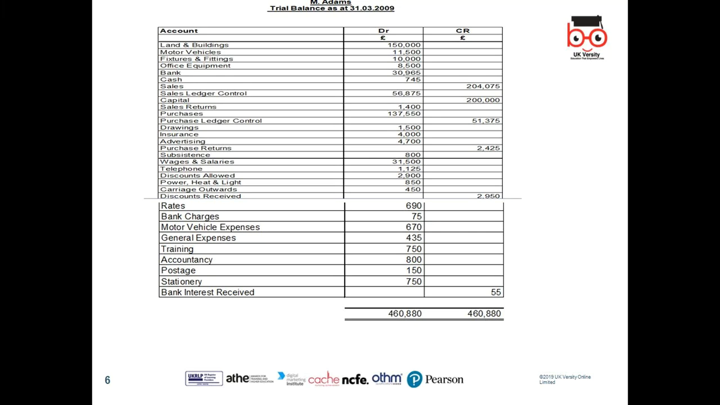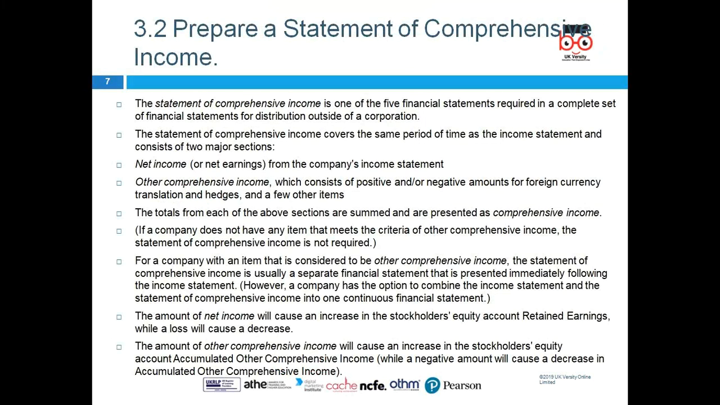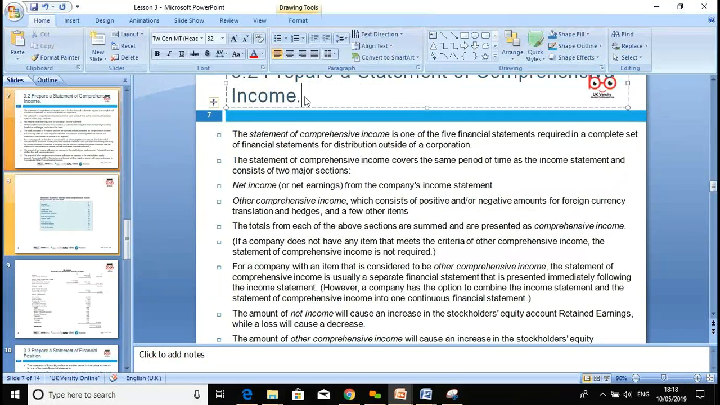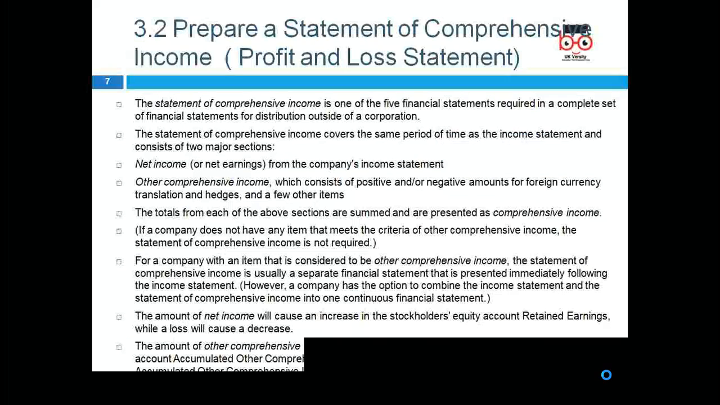So that's our trial balance. All the ledger balances will be balanced into the trial balance. Next, our 3.2 learning outcome will go through the statement of comprehensive income, which is also known as profit and loss statement. These are called financial statements. It shows all the income and expenses of a company within the last 12 months. It is a historical figure which is based on past figures.